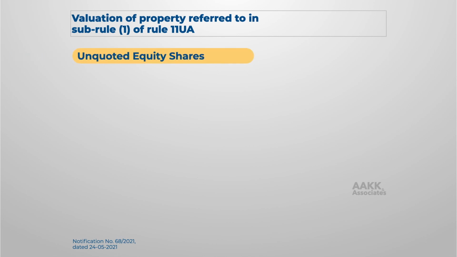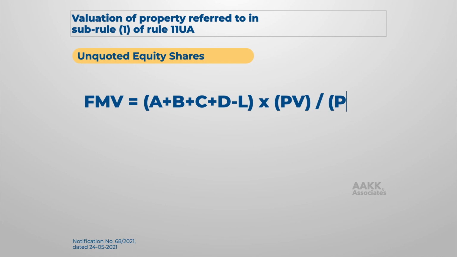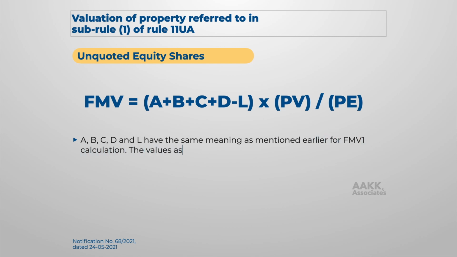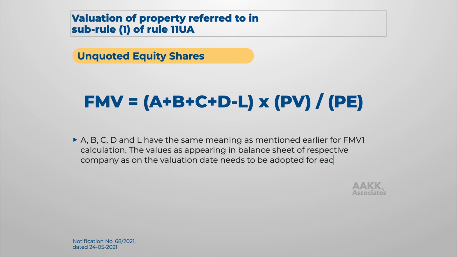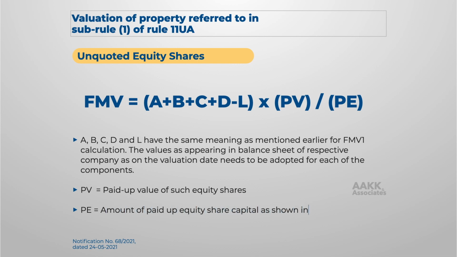Valuation of unquoted equity shares. Fair market value is arrived at using the formula FMV equals A plus B plus C plus D minus L, multiplied by PV and divided by PE. Here also A, B, C, D, and L have the same meaning as mentioned earlier for the FMV1 calculation. The values as appearing in the balance sheet of the respective company as on the valuation date need to be adopted for each of the components. PV is the paid up value of such equity shares. PE is the amount of paid up equity share capital as shown in the balance sheet.